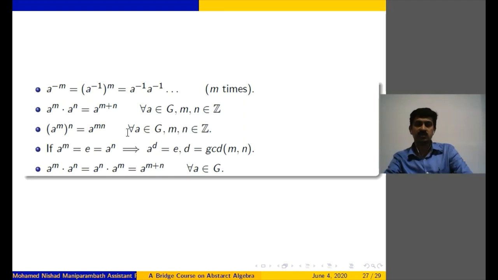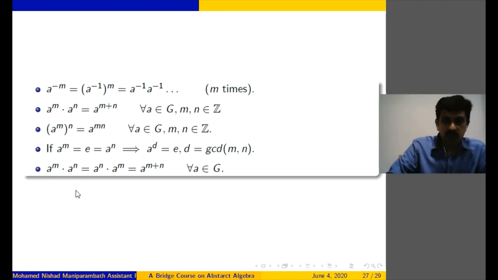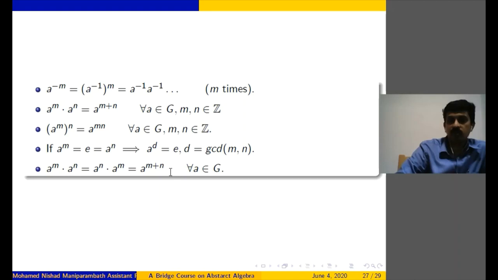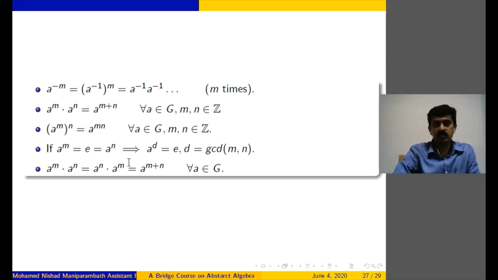If a raised to m is equal to e, equal to a raised to n, then a raised to d equals e, for d equal to the GCD of m and n. And similarly, at last, a raised to m into a raised to n equals a raised to n into a raised to m, equal to a raised to m plus n, for every a belonging to G. These properties we may have discussed earlier for integers or real numbers. Here we are discussing them in group theory, treating G as a group. These are all very basic things, the starting parts of group theory that we will discuss onwards.